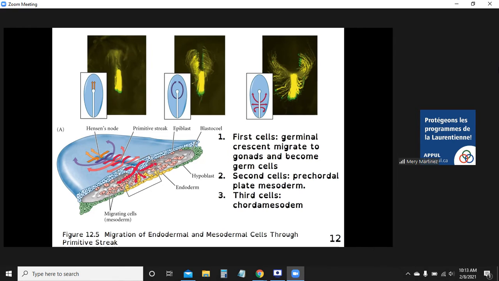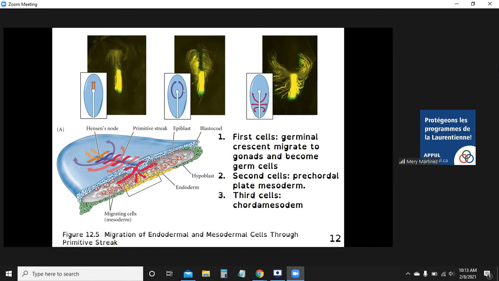Okay. Then the second group, this is what we have in here, the second group of cells entering through that Hensen's node move anteriorly. As well, some will remain in the endoderm and the epiblast, and then they become the precordal plate mesoderm. So these cells are going to go also anteriorly, but some will go laterally, and that will become the precordal plate mesoderm.